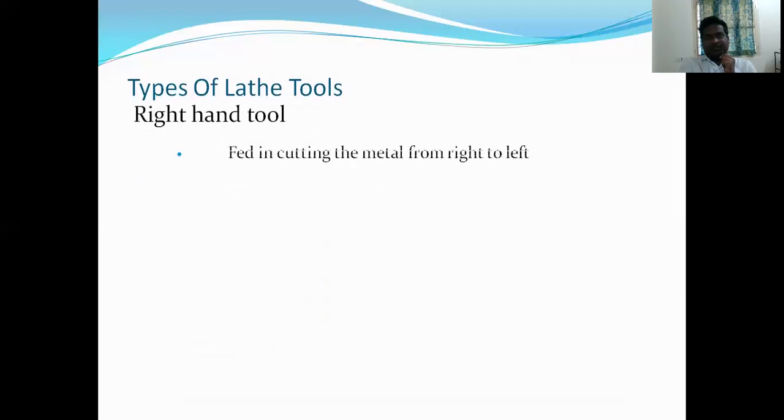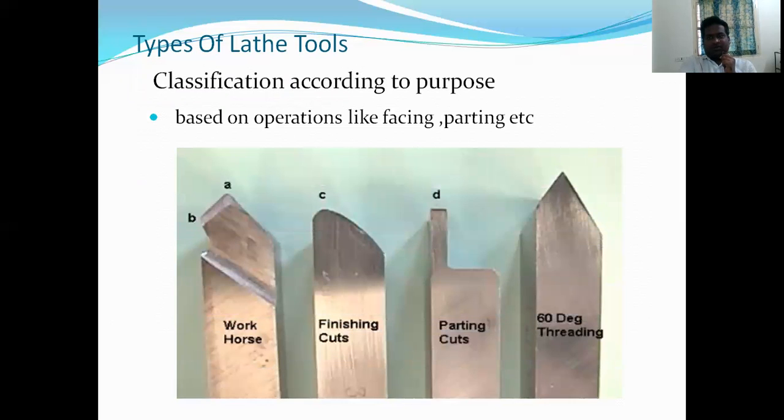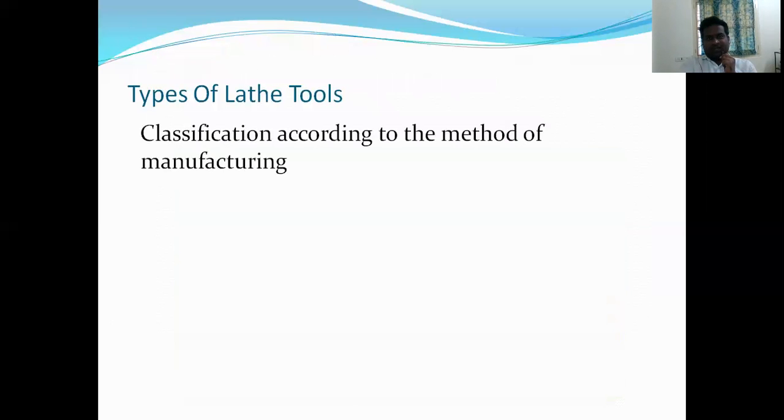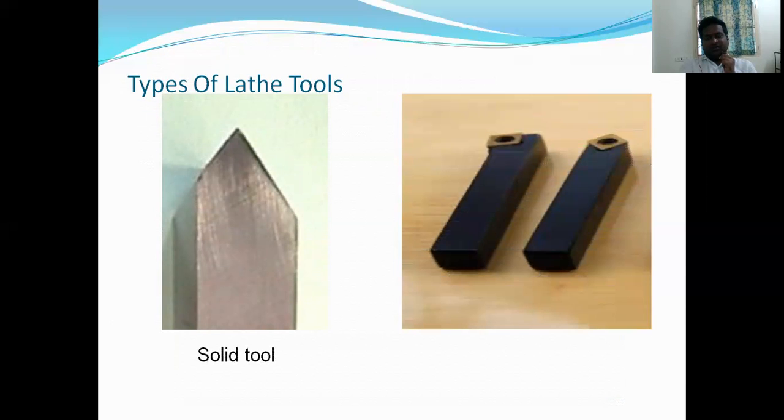And another type is according to the operation purpose, that is, for facing and parting operations. Based on operations like facing and parting, we use different types of tools, right? Now another type of tools is the classification according to the type of manufacturing: forged or solid tool, and tipped tool. If the body is made with a single material, that is called a forged tool. If the body is made with two materials, one material for the body and another for the cutting edge, that type of tool is a tipped tool. So these are the lathe tool types, right?